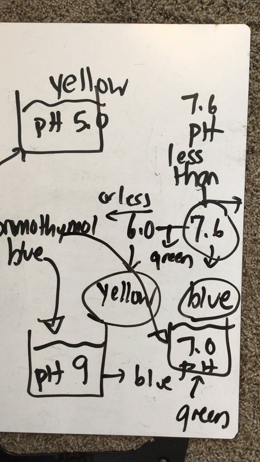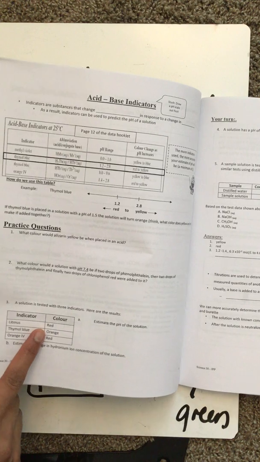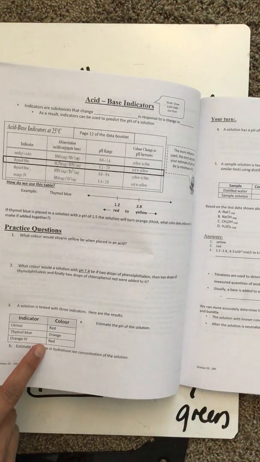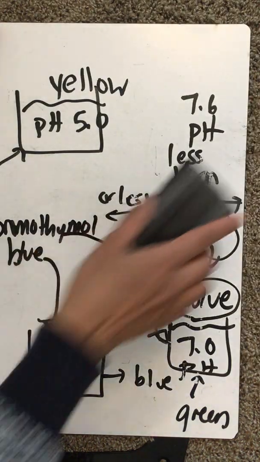Okay, so when you take a look at your practice problems, this is one that's kind of tricky, so we're going to do this one together. It gives you 3 indicators: litmus, thymol blue, and orange 4, and it asks you to estimate the pH of the solution. This is what the question says.